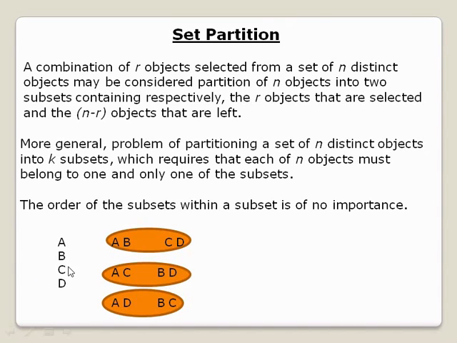Consider 4 letters A, B, C, and D. If we want to partition this into 2 groups, each containing 2 letters, we can split A, B, C, D into A, B as the first subset and the remaining C, D as the next subset. Or we can split it as A and C in one subset and the remaining B and D in the next subset. Or we can split it as AD and then BC. So likewise, we can split the 4 objects A, B, C, D into many different partitions.